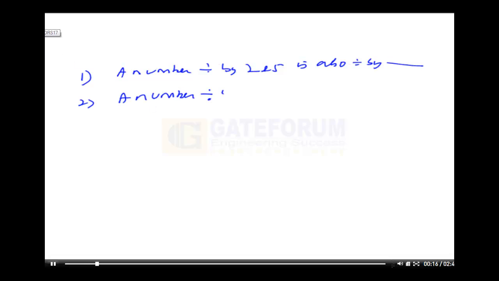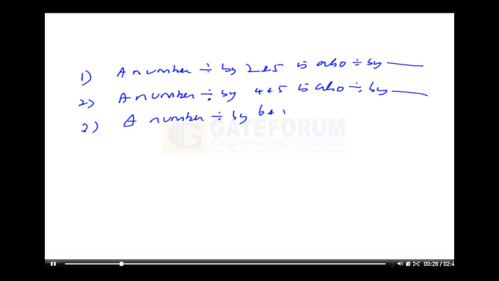A number divisible by 2 and 5 is also divisible by what? Next, a number divisible by 4 and 5 is also divisible by what number? Third question. A number divisible by 6 and 8 is also divisible by what? The first answer is 10, second is 20, third is 24.